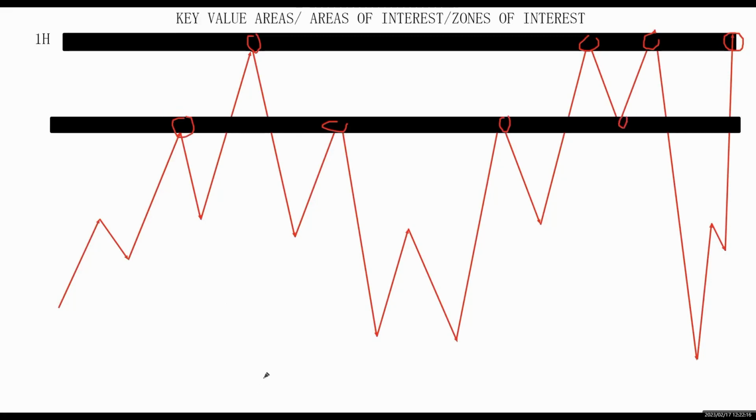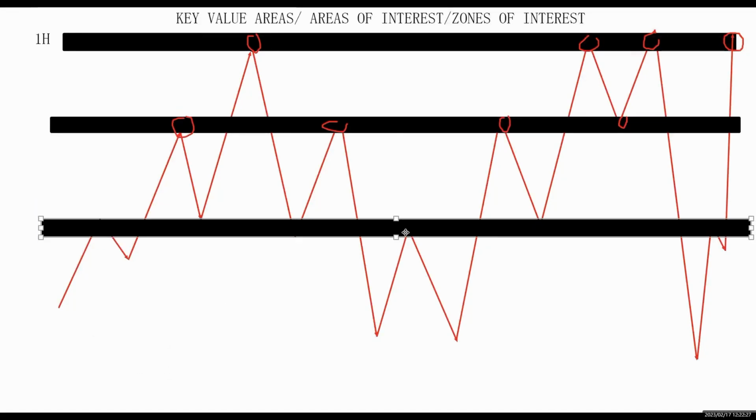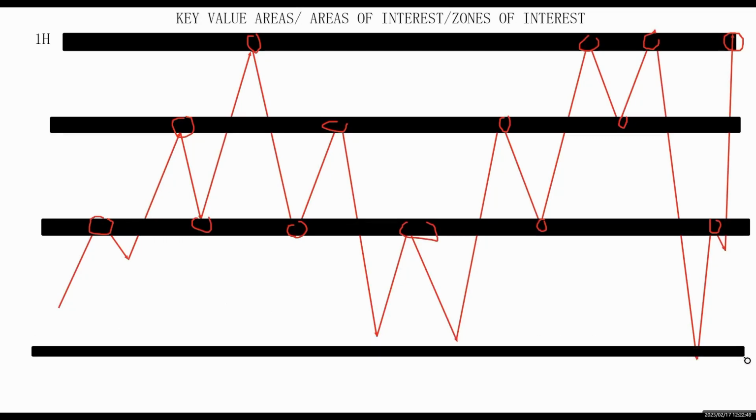So let's identify more key areas of interest, zones, or whatever you want to call it, right? So let's identify this again. As you can see right here, using our literal definition, that area of interest or key value area is where the market confluence is more than one. You can see this is 4, 5, and we have 6, making it a stronger area of interest. And we have the last one right here, which is somewhere around this point.